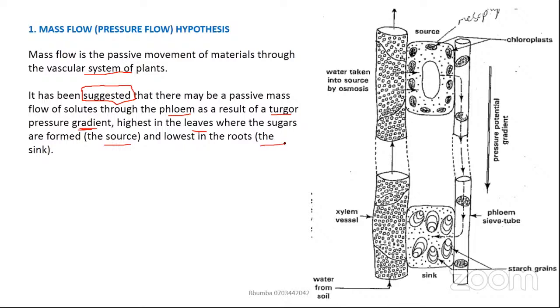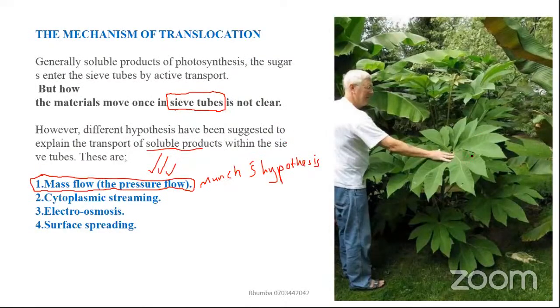Now, if you can look at this plant here, which this guy was looking at, it has leaves, stems and roots. It should be noted that in the leaves, this is where food is made, or we can say the sugars are made. So this is called the source of the sugars.